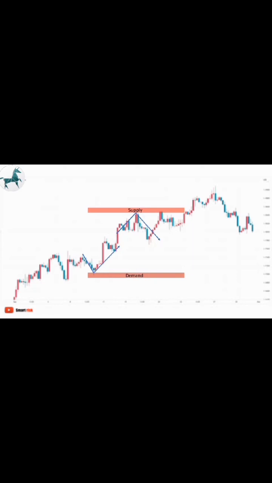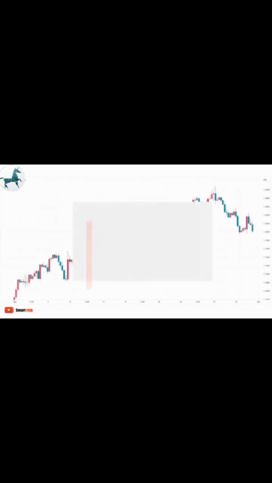In this episode, we will cover one of the most powerful demand and supply zones called order blocks. We will show you how to draw order block zones in the chart along with the rules to identify valid order blocks. Let's get started.